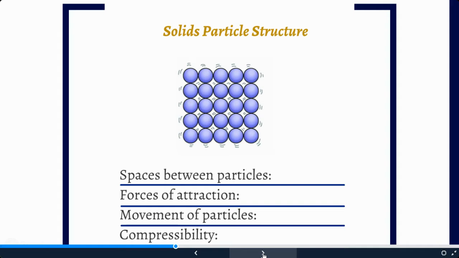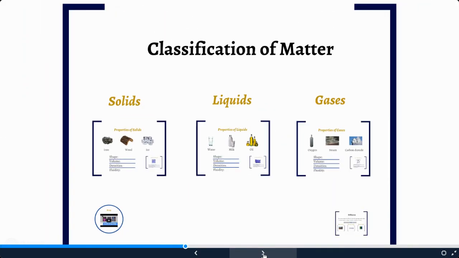And what is compressibility? As they have no spaces, they cannot be pressurized to come closer. That's why compressibility is least.